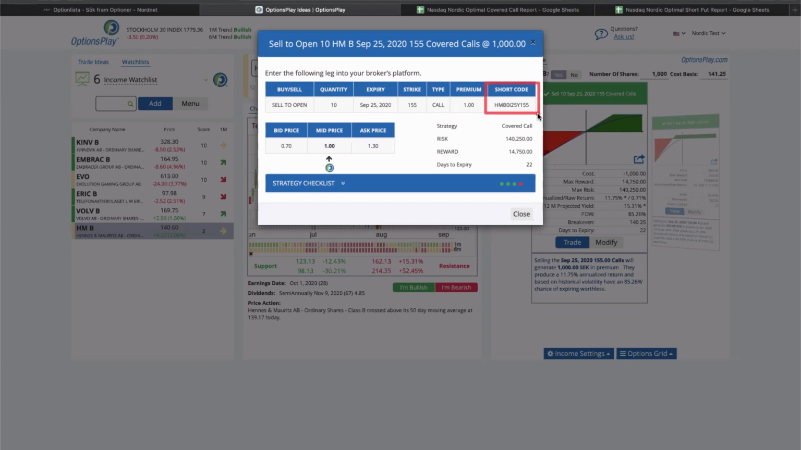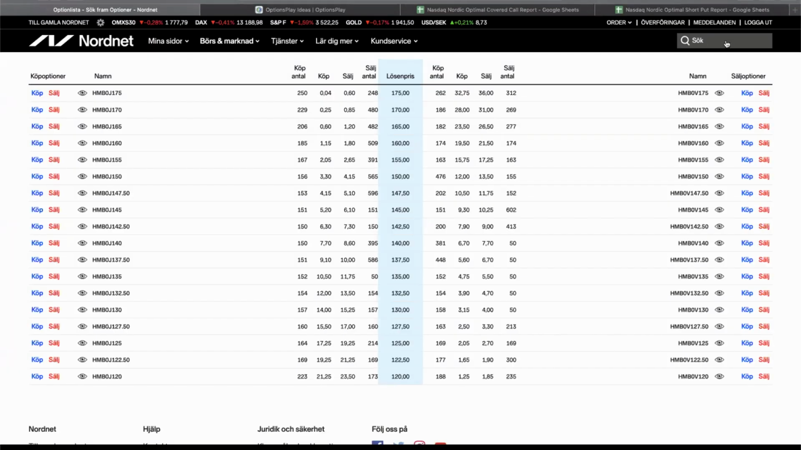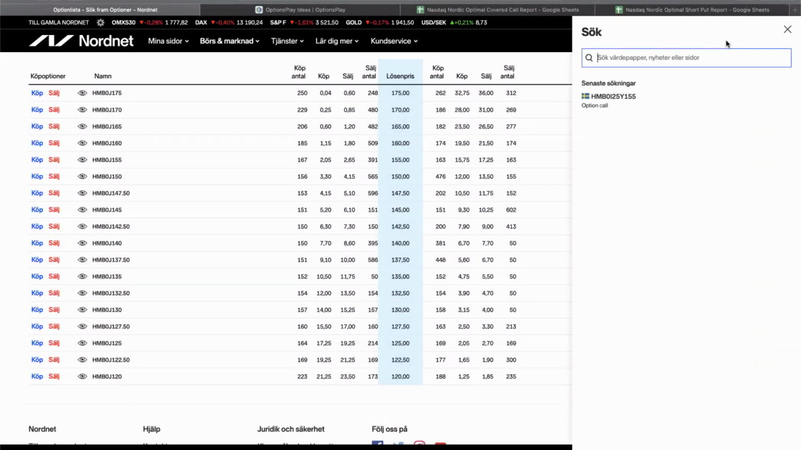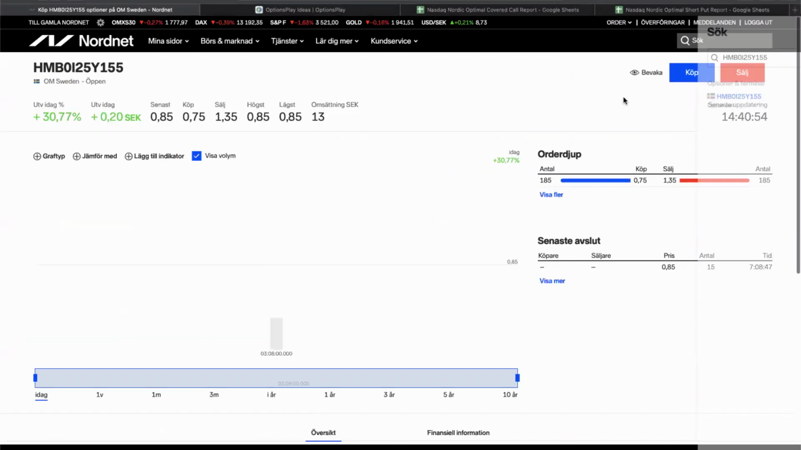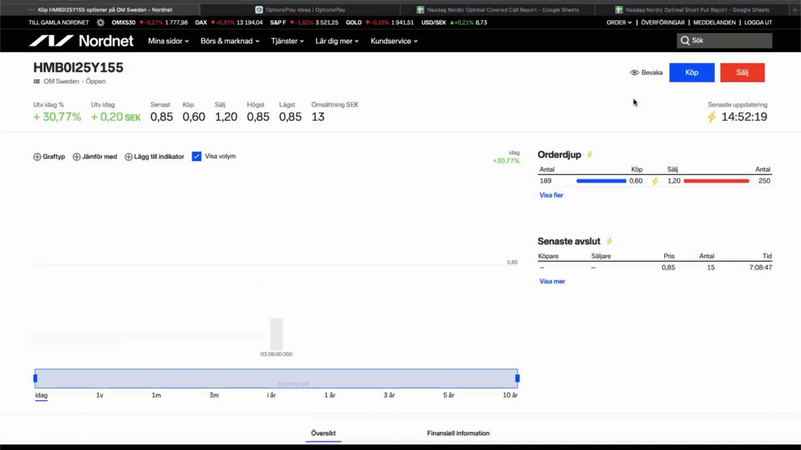And what you can do is you can take the short code and copy it into your Nordnet platform. On the upper right-hand side, you can paste this into Nordnet, and you can just click on the option that shows up so that you don't have to search for this option strategy on Nordnet. This way, when you enter a strategy, you know it's the same one that you analyzed using OptionsPlay.